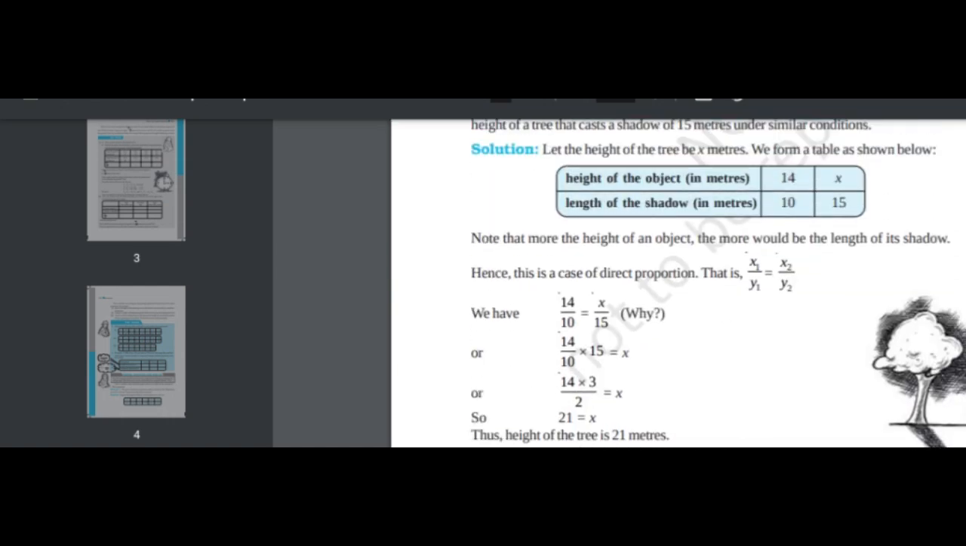Now this is the second example. Height of the object and length of the object. Height is 4, length is 10 and 15. We have to find x simply by putting in the values of x1, y1, x2, y2 in meters. You have to put in all the values. x will be separated and you get the exact answer, which is 21 meters. Okay.